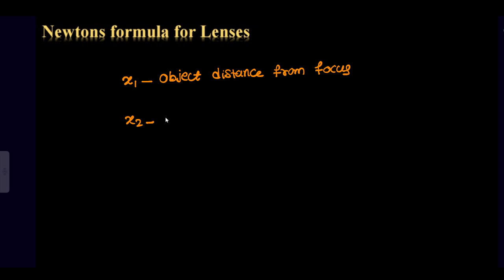x2 is the image distance from focus, where this x1, x2 are measured from the focus. Generally, the distance is measured from the optic center, but the x1, x2 are measured from the focus.